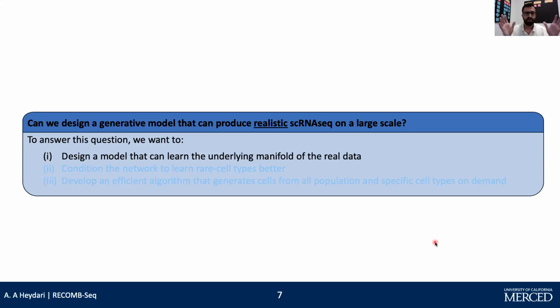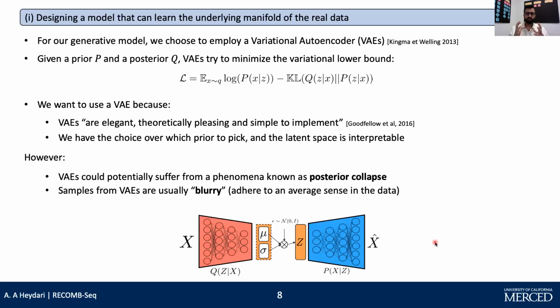So I'll be giving a very brief overview of how we're doing so. We want to use a variational autoencoder to do this, and the reason for it is because variational autoencoders are very elegant, and they're theoretically pleasing. There's a lot of cool math behind it, and training them is very stable. In addition to that, it's also easy to implement them. So that's why we want to use a variational autoencoder as the base of our model instead of, say, a GAN-based model.